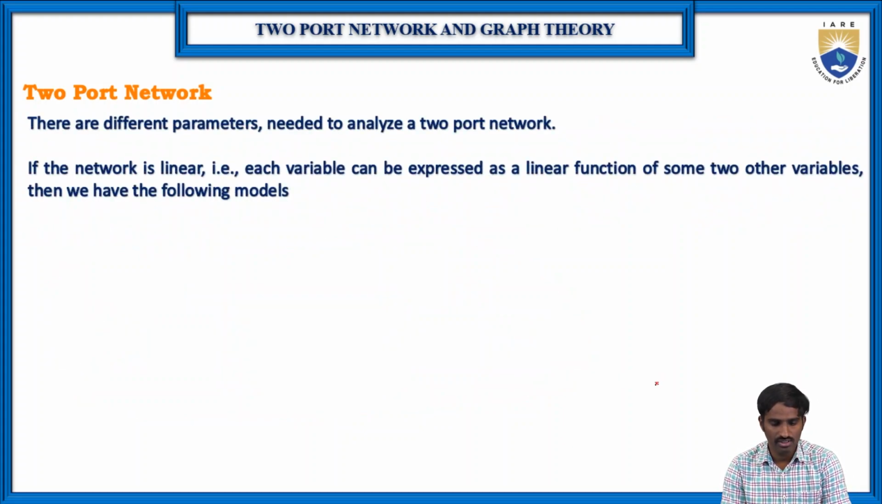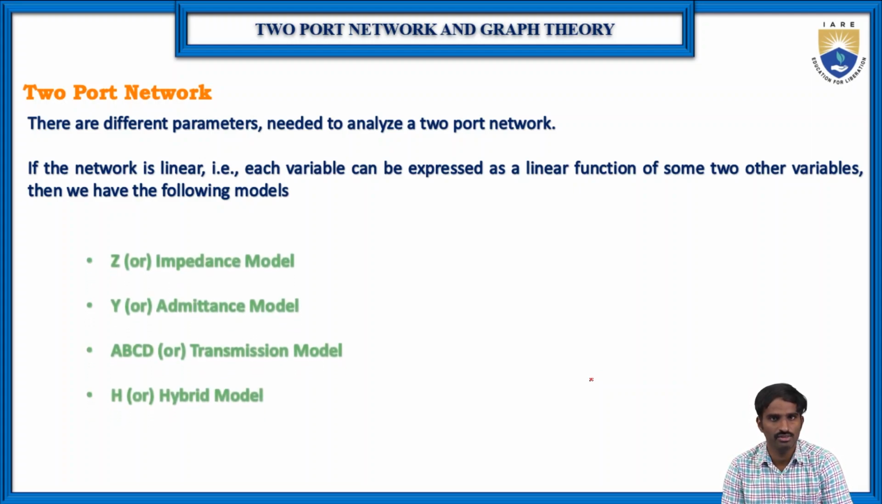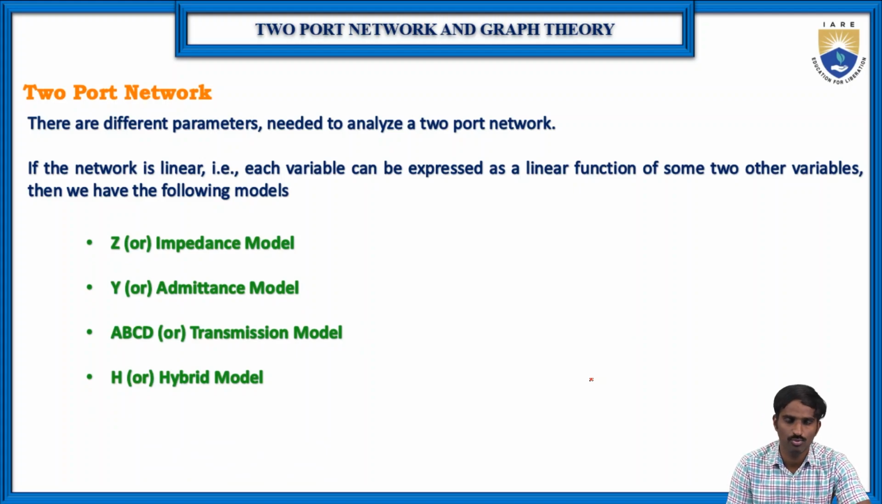When coming to the two-port network, there are different parameters that we use to analyze it. If the network is linear, that is, each variable can be expressed as a linear function of the two other variables, then we have the following models, the two-port network parameters. The relation between the input and output parameters can be developed by using these various types of parameters.